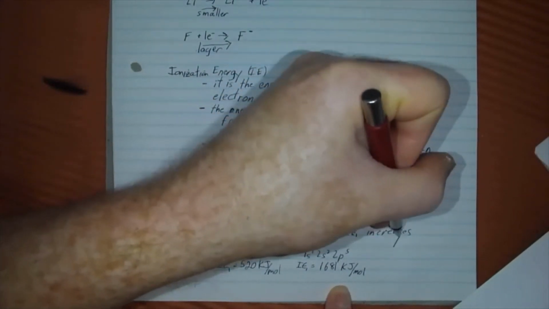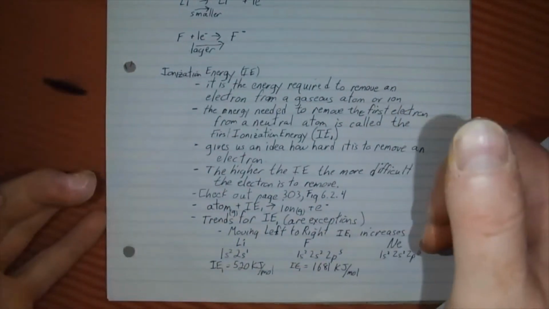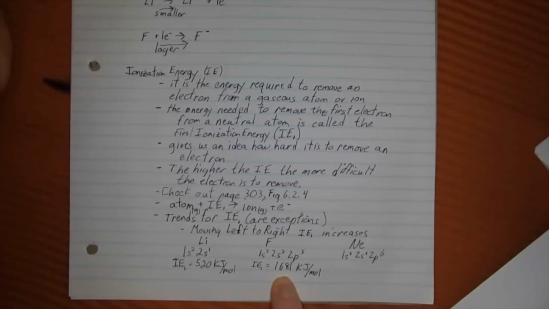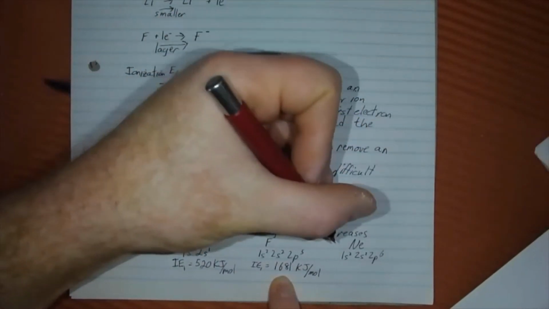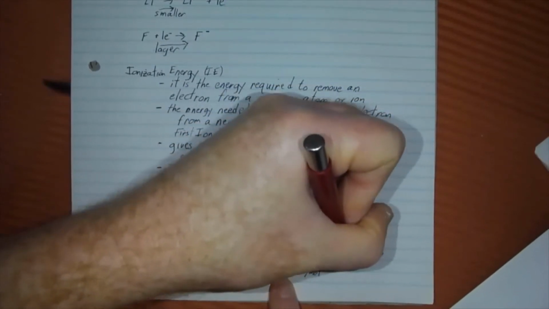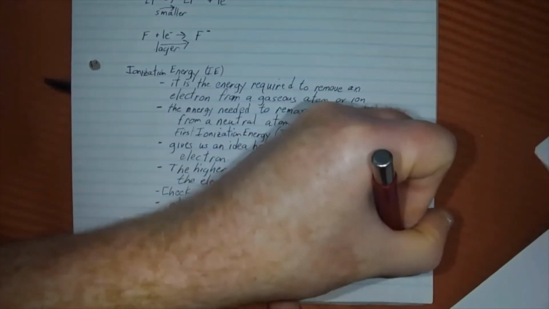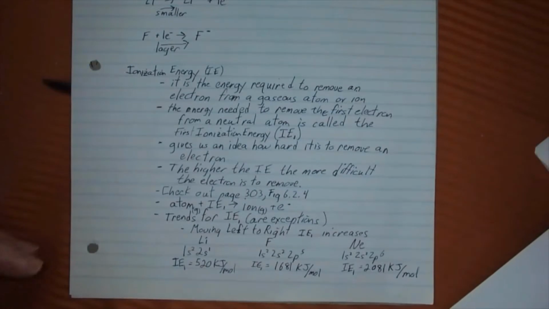Let's take a look at neon. Well, neon has a 1s2, 2s2, 2p6 valence. It has a full octet. How much energy does it take to remove an electron? Do you think it's going to be larger or smaller than this? You're right, it is larger. 2081. Okay. 2,081 kilojoules per mole to remove an electron.